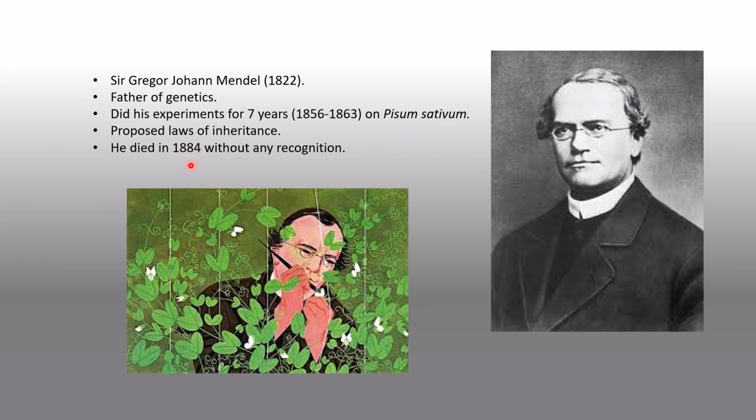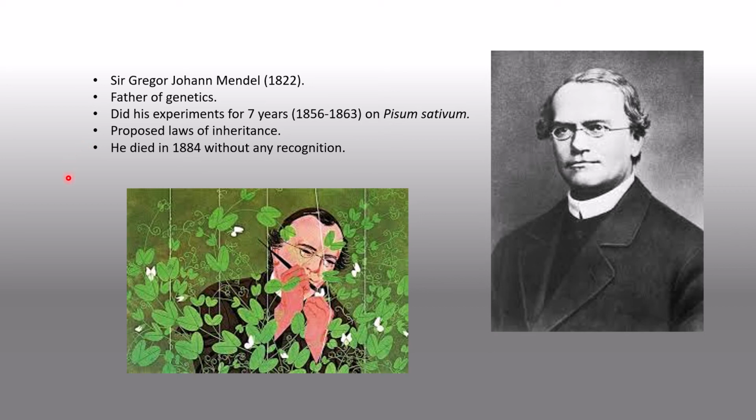He was born in the year 1822. He was an Austrian monk. He also worked as a teacher, and he was fond of gardening and fruit culture since his childhood. While in the teaching profession, he performed a series of experiments on pea plants in his garden. His work contains inheritance of characters in 22 varieties of garden peas.